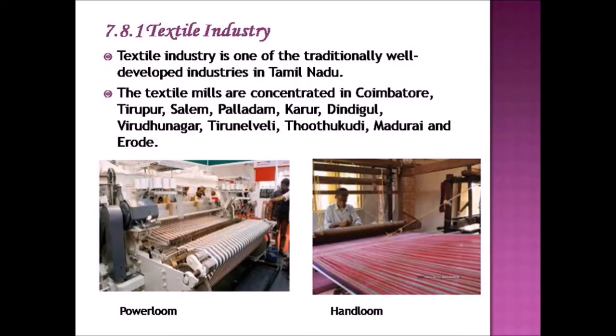The textile mills are mostly found in the districts of Coimbatore, Tirupur, Salem, Palladam, Karur, Dindigul, Virudhunagar, Tirunelveli, Thoothukudi, Madurai and Erode. First, we have to understand what is meant by handloom and a power loom. Handlooms are manually operated looms. All the processes are done manually by human hands, whereas power looms are mechanized looms. They are driven by electric power and are done automatically rather than manually.